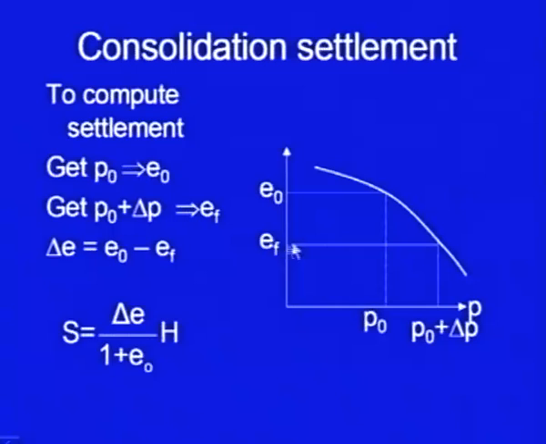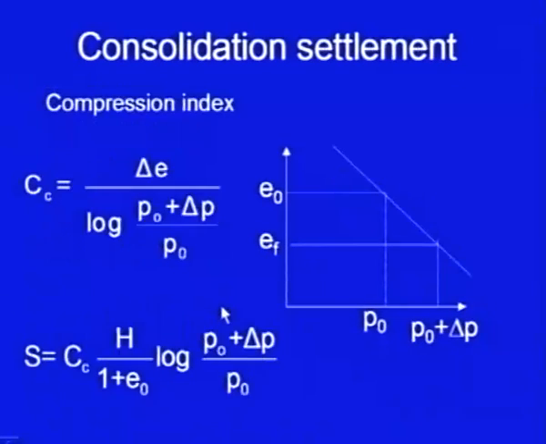And once e final and e0 are available, the settlement is given as S equal to delta e upon (1 plus e0) into H. It is the same equation which I discussed just a few minutes ago, and H is the thickness of the layer for which we are calculating the settlement. If we are using the compression index as per its definition, Cc is delta e upon log of (p0 plus delta p) upon p0. It is the gradient of the straight line portion.